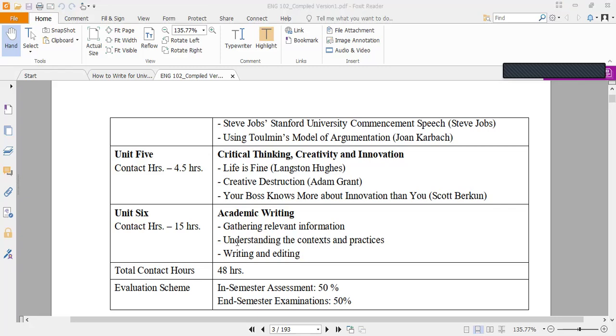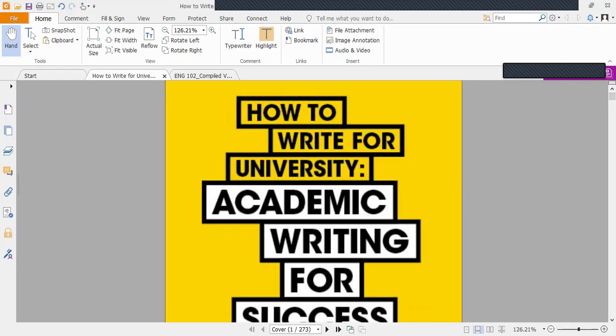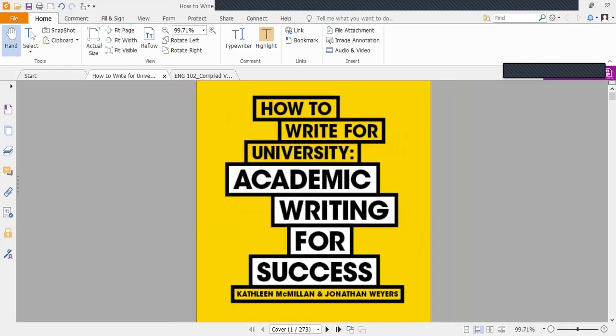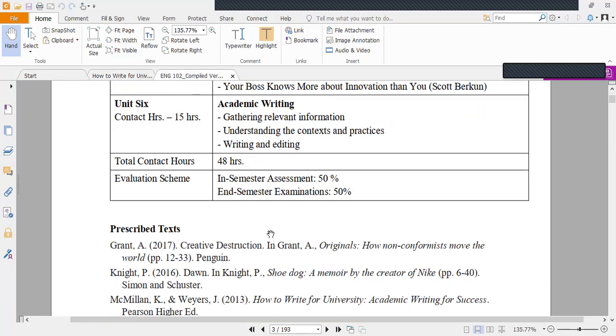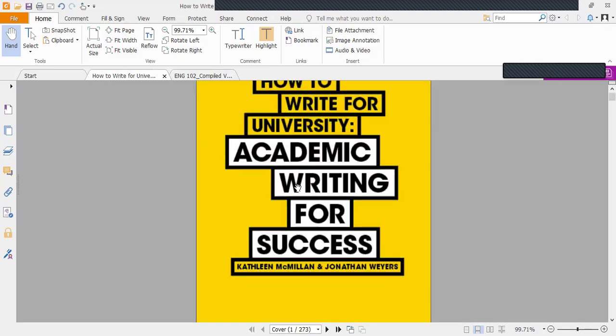So let me introduce you to the book which has been prescribed for this unit. Here is the book. Let me show the cover of the book. This is the book in your course. The title of the book is How to Write for University, Academic Writing for Success. For example, if you check the course, it is given here. How to Write for University, Academic Writing for Success, published by Pearson Higher Education, 2013 edition. And this is the book.